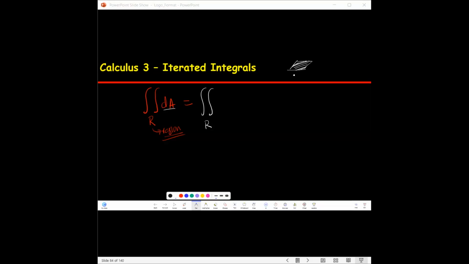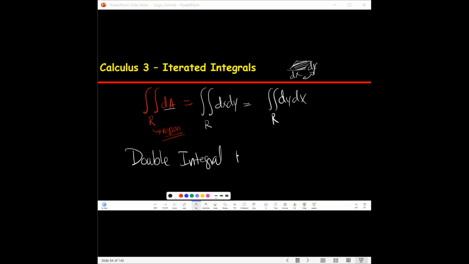Let's suppose I'm doing this with dx and dy. I can do dx first and dy later, or dy first and dx later. So I can write it like this. I can also write it the other way if I want to calculate this arrangement, and we can call this a double integral for an area of a region.